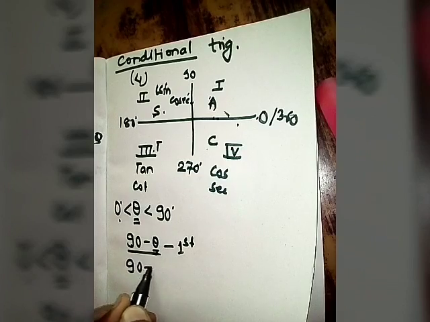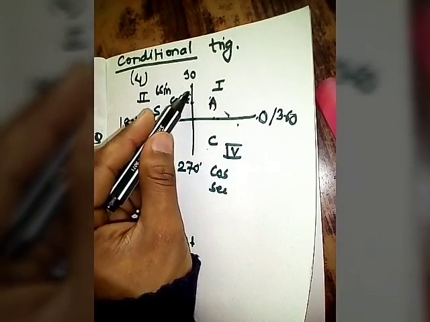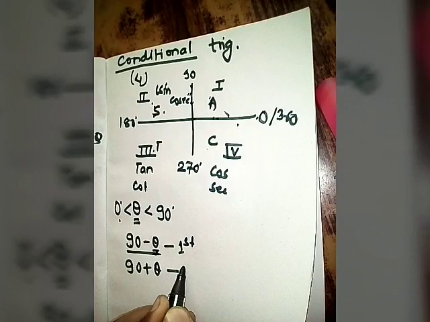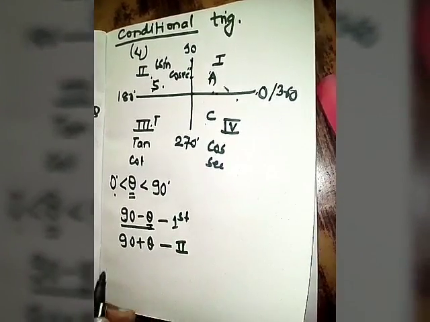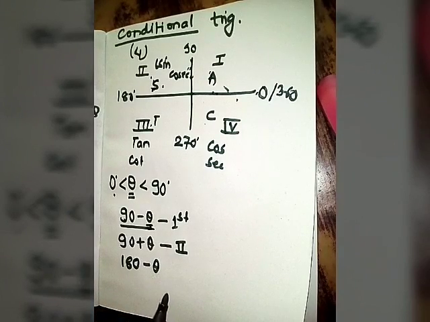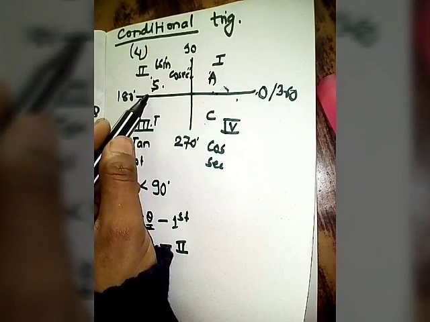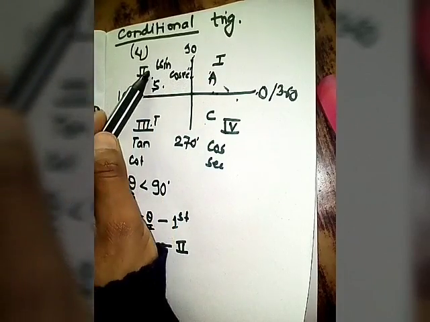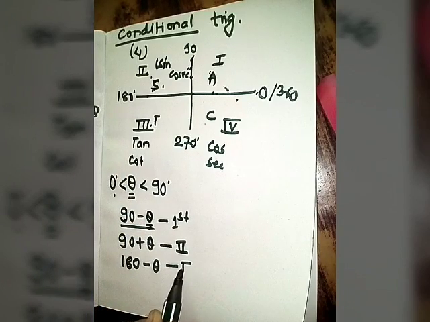Similarly, if I say 90 plus theta, you can guess that this is the 90 degree line. If you add some angle over here, 20, 30, 40, it will go to the second quadrant. So 90 plus theta lies in the second quadrant. Likewise, 180 minus theta: this is the line of 180. If you subtract an angle, for example 50 degrees, that gives 130. Now 130 lies between 90 and 180, so it lies in the second quadrant. In general, 180 minus theta also lies in the second quadrant.